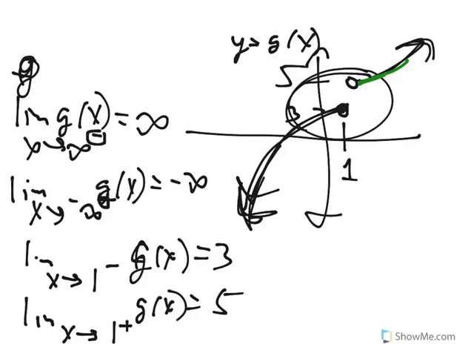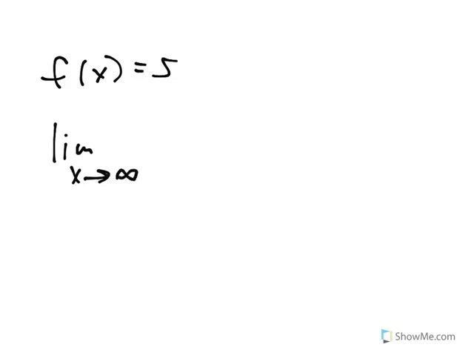Now, even if you don't have the graph of the function, there are times that you can find certain limits. An example of it is something like this, f of x equals 5. So that, I mean, we know that the graph is a horizontal line, but even if we didn't know it, I'm going to stick for now with limits as x goes to infinity.